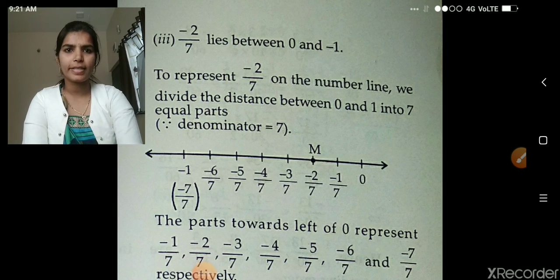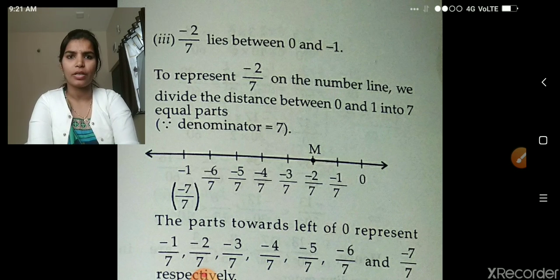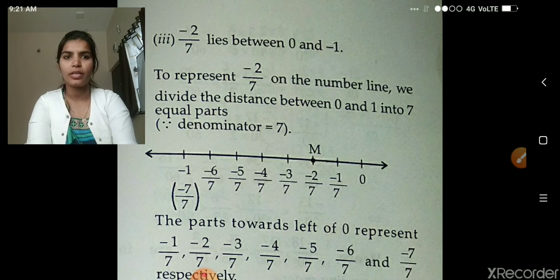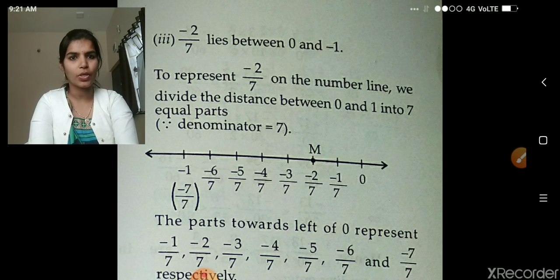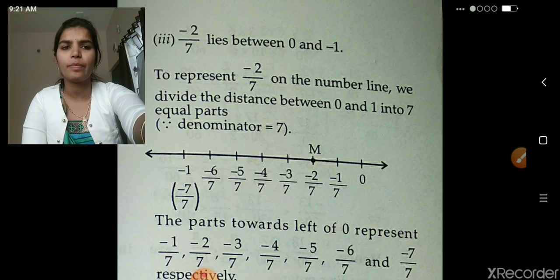So our next example is minus 2 upon 7. Minus 2 upon 7 is a negative rational number, so it lies between 0 and minus 1. To represent minus 2 by 7 on the number line, we divide the distance between 0 and minus 1 into 7 equal parts because the denominator is 7. So here we are making the 7 equal parts between 0 and minus 1.